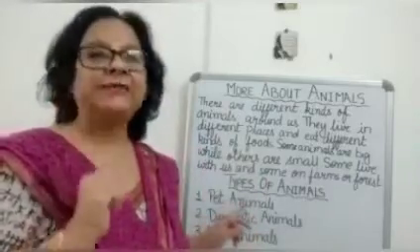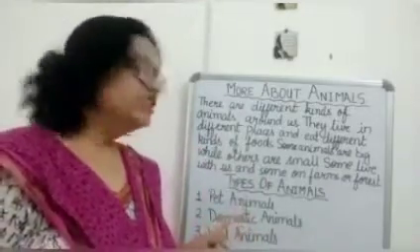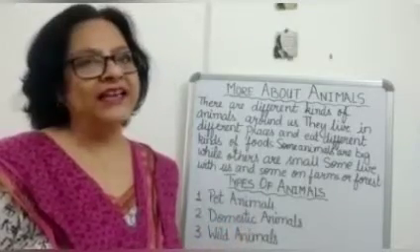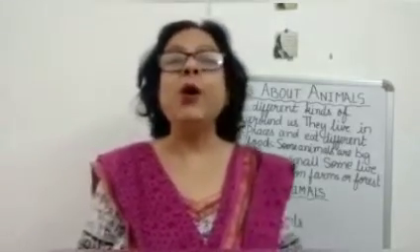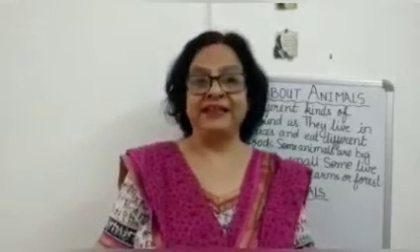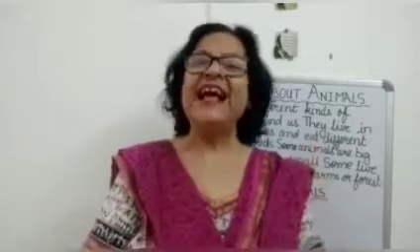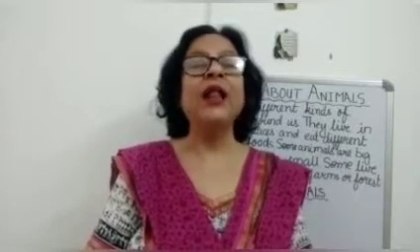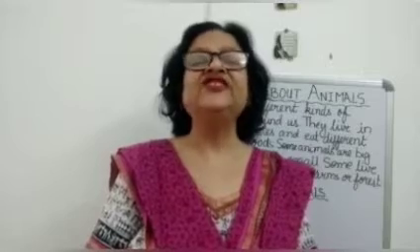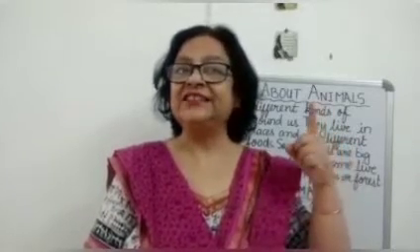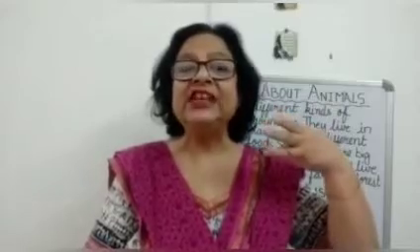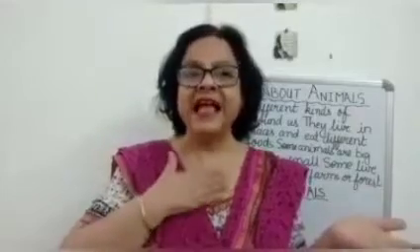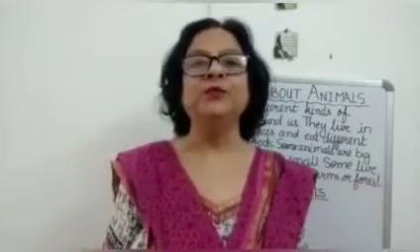There are 3 types of animals: pet animals, domestic animals, and wild animals. Children, we all know about pet animals. Pet animals are our friends, right children? And they live with us in our homes. Okay? And they are called pet animals. Such animals are ducks, cats, rabbits, tortoises, fishes. Yes children, they are pet animals and they stay with us in our homes.